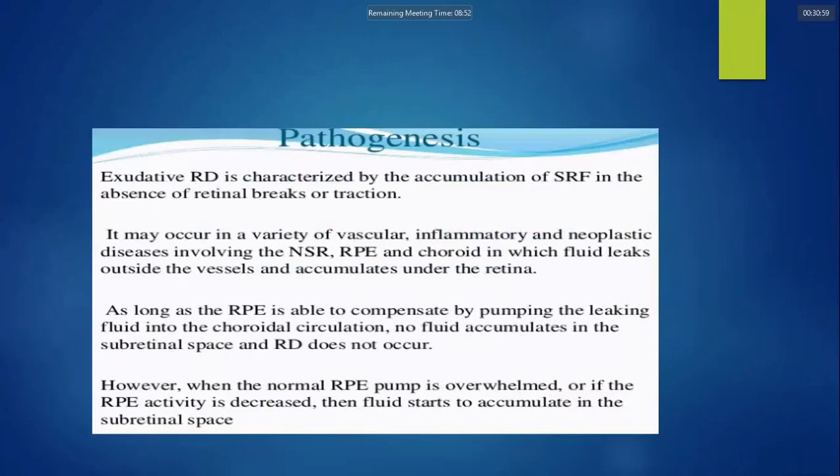Now the third is the exudative type of retinal detachment, which is characterized by accumulation of subretinal fluid in the absence of retinal breaks. It can be a vascular, inflammatory, or neoplastic cause, or disease of the retina or choroid. However, when the normal retinal pigment epithelium pump is overwhelmed or if the RPE activity is decreased, then fluid starts to accumulate in the subretinal space. We have discussed the functions of the retinal pigment epithelium. If it is disturbed, fluid leaks into the choroidal circulation or does not accumulate in the subretinal space, then the RD does not occur.